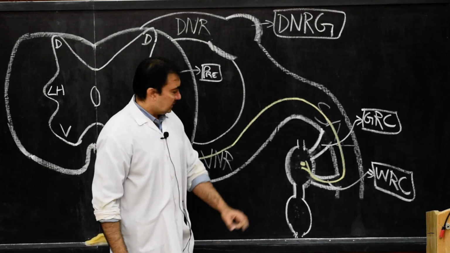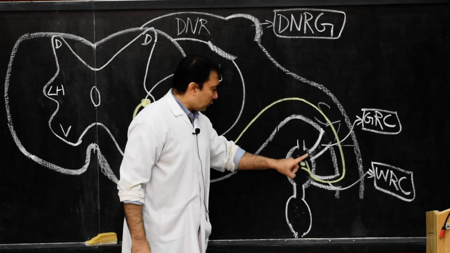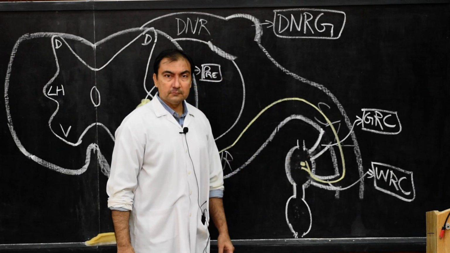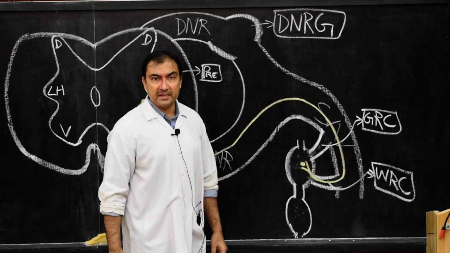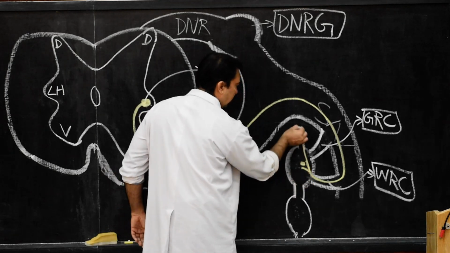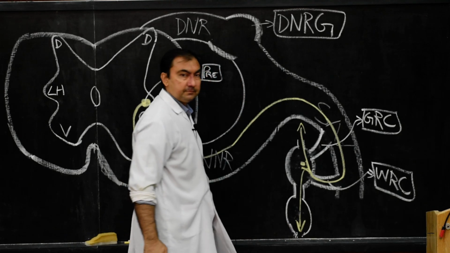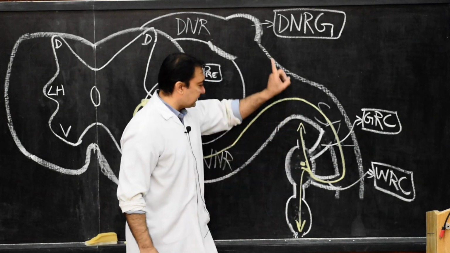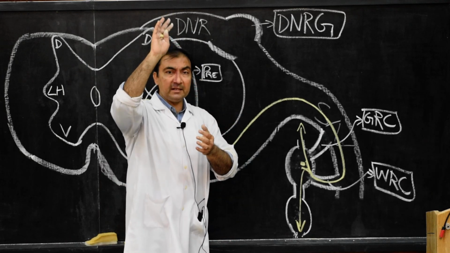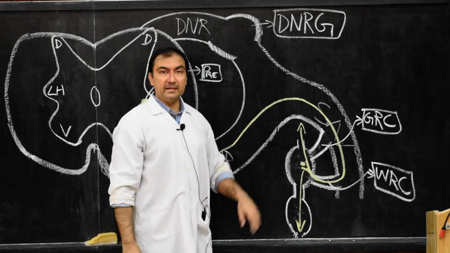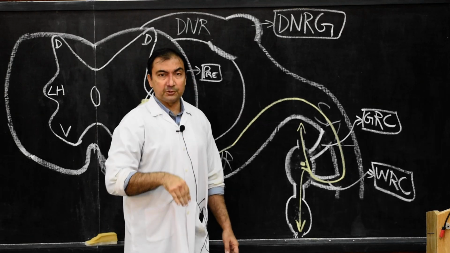Second different pathway, as it is coming down through the white ramus communicans. From here, it will ascend or descend across the sympathetic chain. So either from here it will pass upwards, or from here it will pass downwards. So either it will ascend or descend across the sympathetic chain, and then it will end in either upper level ganglia or lower level ganglia. This is the second pathway.